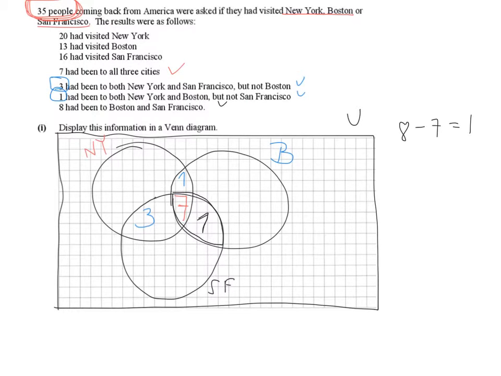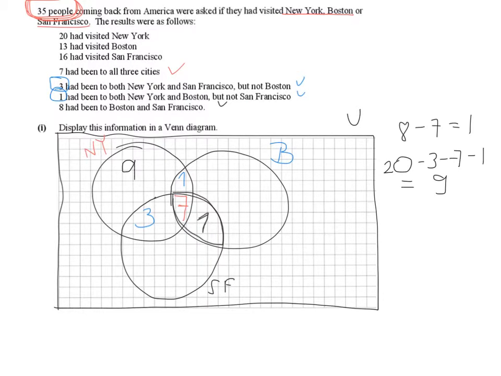Next, we need to look at these figures. 20 had visited New York. So this circle stands for New York, okay? It doesn't say only. This part is only New York, but they don't say only. All together, it's 20, so we should have 20 in the circle. We have 3, 7 and 1 already in the circle, so we need to calculate what's left. 20 minus 3 minus 7 minus 1, and this is 9.